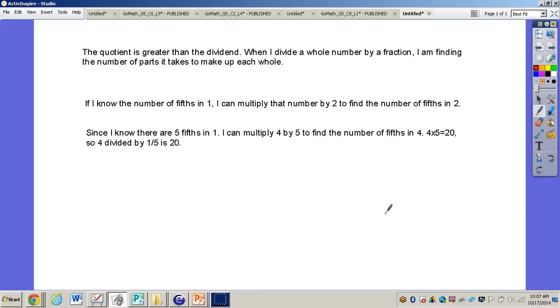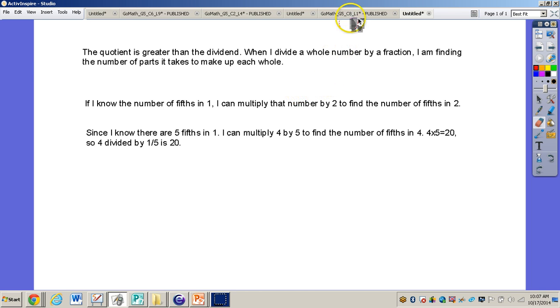Now, a lot of times we think, okay, it should not be that way. For example, usually in whole number division, 6 divided by 3 equals 2. Oftentimes we are used to that quotient being less than the dividend because we are dividing. However, with fractions, it's much, much different. Because when I divide a whole number by a fraction, you are finding the number of parts it takes to make up each whole.